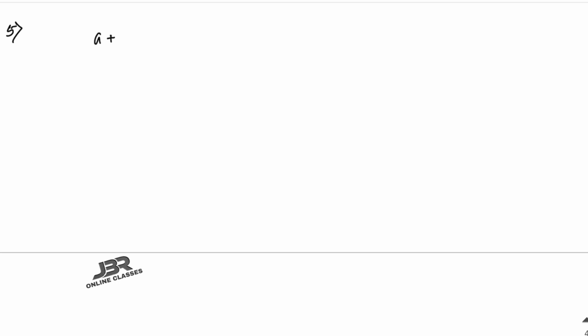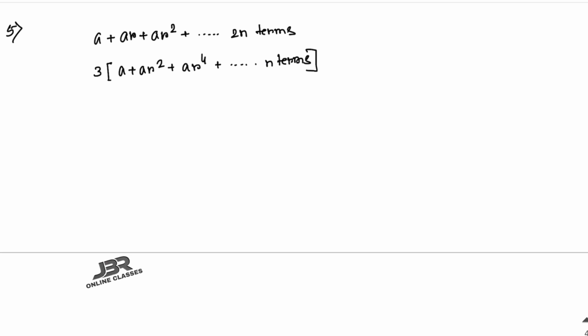So that means here A plus AR plus AR square plus dot dot dot 2n terms. As here it is an even number of terms, that's why 2n is written here. And the next one will be 3 into AR square, AR to the power 4, dot dot dot n terms. So here the first one, a GP consists of an even number of terms, if the sum of all the terms is 3 times the sum of the odd terms, then find the common ratio.